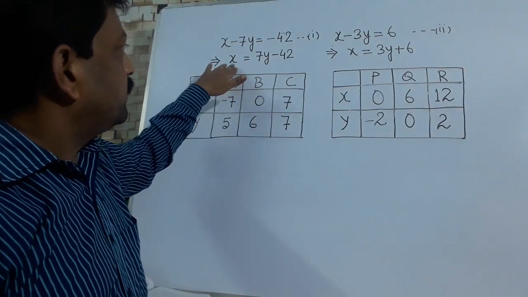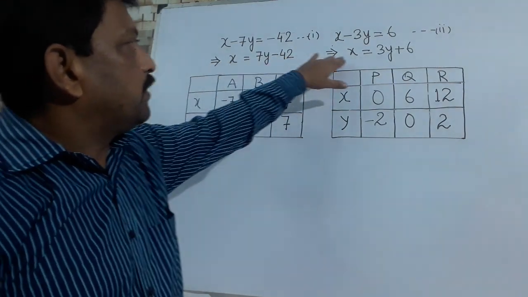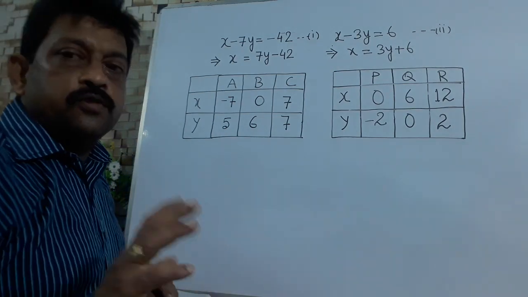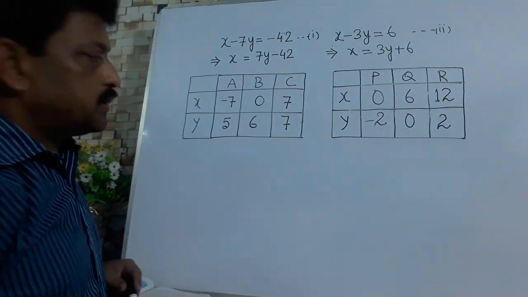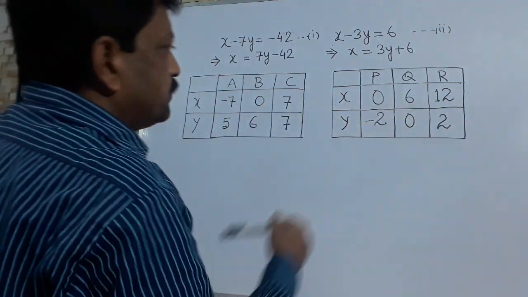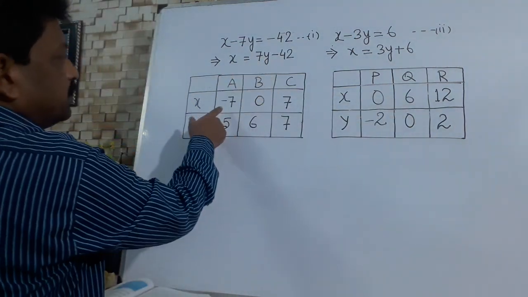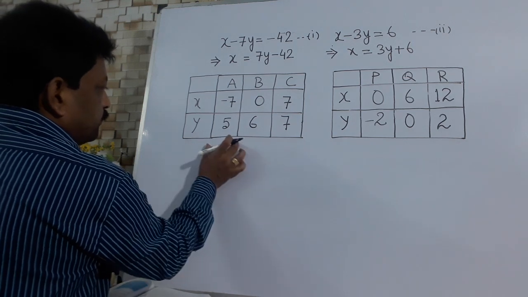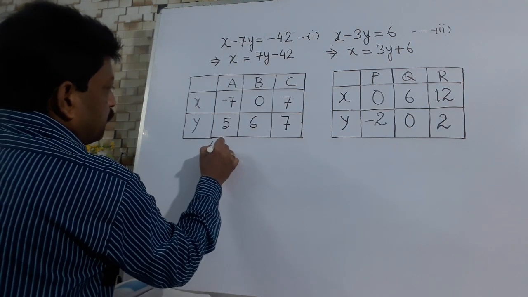So here I have taken x on the left hand side in both the equations and the rest of the things to the right hand side. Then calculation becomes easier to find the solution sets. So here is the solution set for the first equation, that is if we represent in the form of ordered pair, then it will be minus 7, 5.